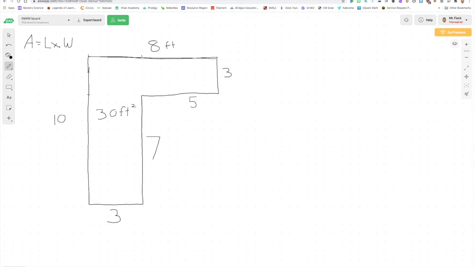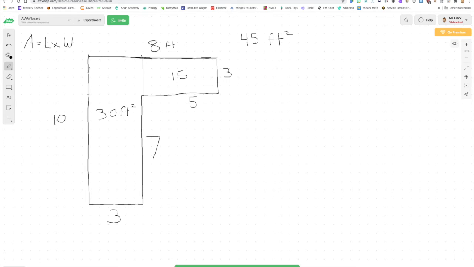And that took this one, so that was the whole 3 by 10. So then this one, I need the length and width of that one. So 5 by 3 is 15 feet squared. So then I add those two together and I get 45 square feet. So it was 45 feet squared. So now I know the area of the kitchen.